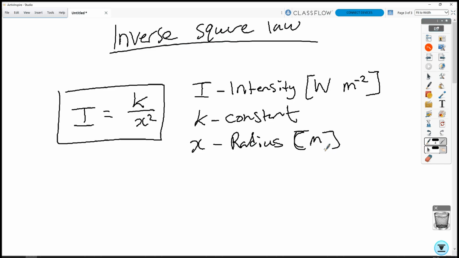Now we have some constant because the amount of emission changes depending on what we're looking at. So K will depend on how much is being emitted. If you have lots of emission per second, then K will be a larger value. If you had very small amounts of emission per second, then K would be less.